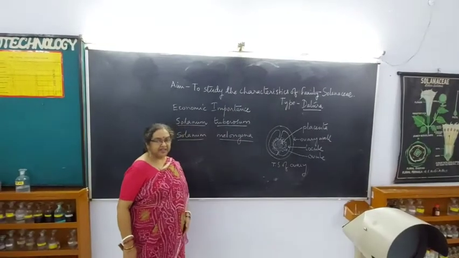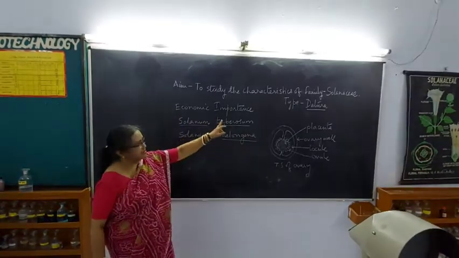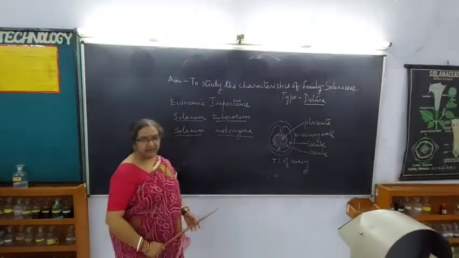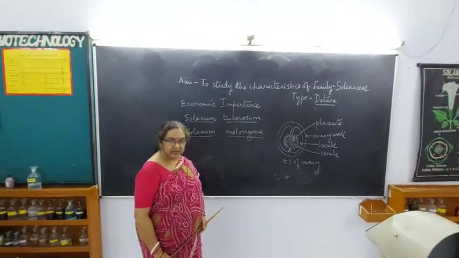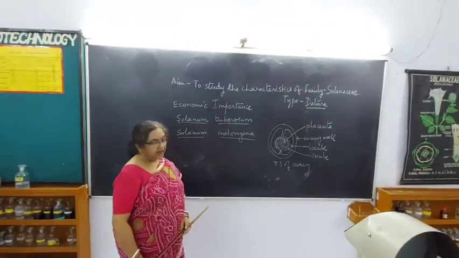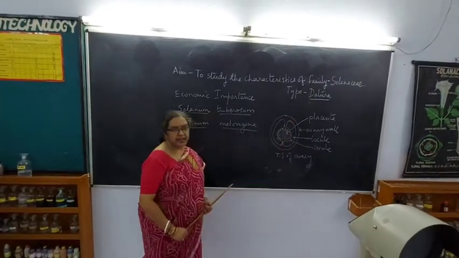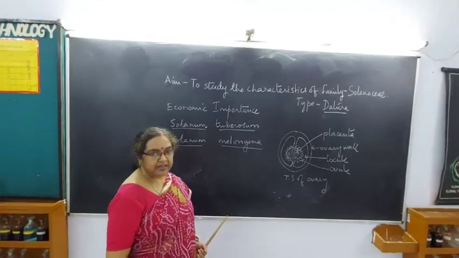Today we will be studying the characteristics of family Solanaceae. This is a very important family and there are many vegetables which belong to this family. So we will take the type Datura. Datura grows like a weed and it is also a medicinal plant.